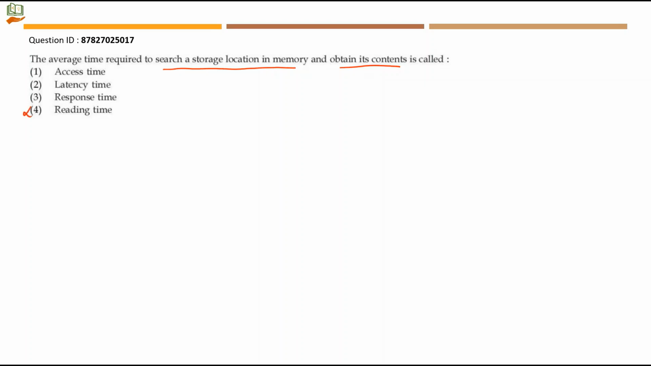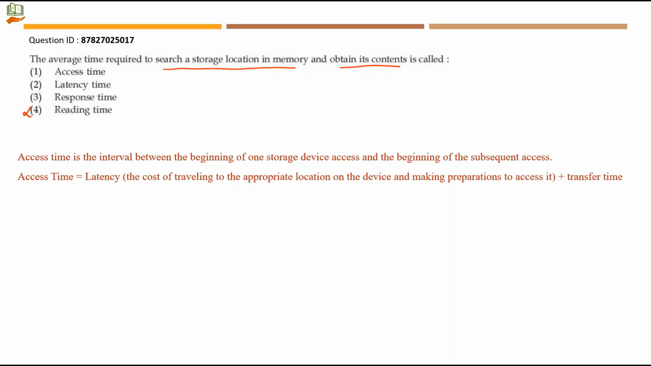Regarding this question, some will place it in unit 2 and I have placed it in unit 5. It is because of the relevancy of the options. Access time is the interval between the beginning of one storage device access and the beginning of the subsequent access.